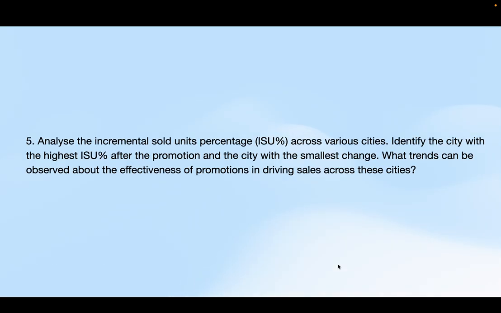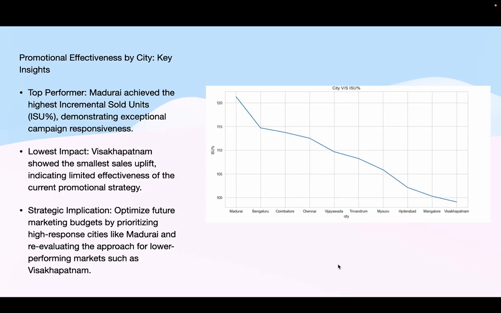Next is: analyze the incremental sold units percentage across various cities. Identify the city with the highest ISU after the promotion and the city with the smallest change. What trends can be observed about the effectiveness of the promotion in driving sales across these cities?